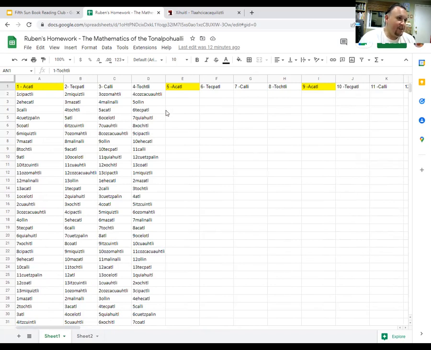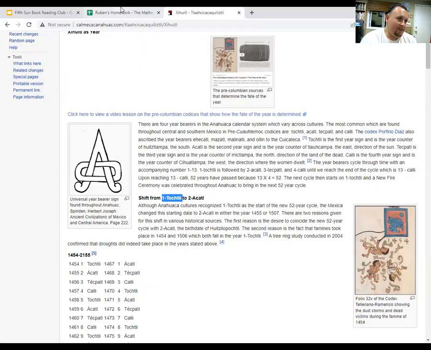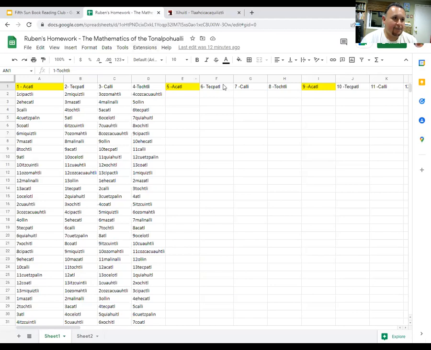you could start your year wherever you want, right? Like your 52-year cycle, you're just counting 52 years. So the fact that they're changing it so easily is not surprising. And so the fact that it's one tochli and two akat in the sources does not disprove anything. We have our mathematical pattern here. We know that one akat.